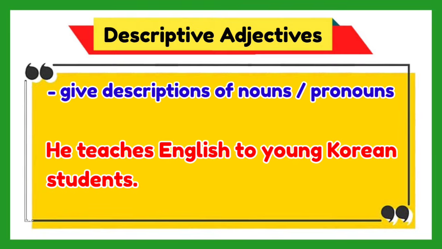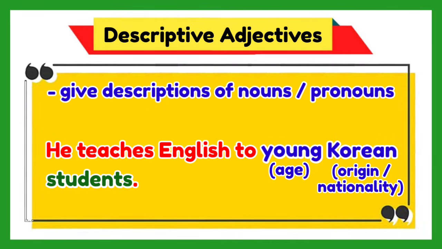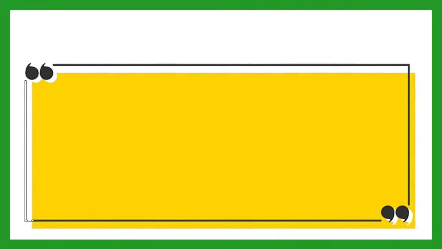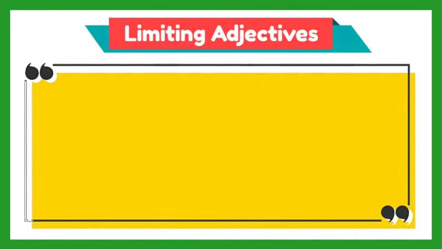Last example. He teaches English to young Korean students. There are two adjectives in the sentence. The first one is young. It describes the age of the students. And the other one is Korean. It tells what country they are from or their origin. Is it clear? Now let us have limiting adjectives.